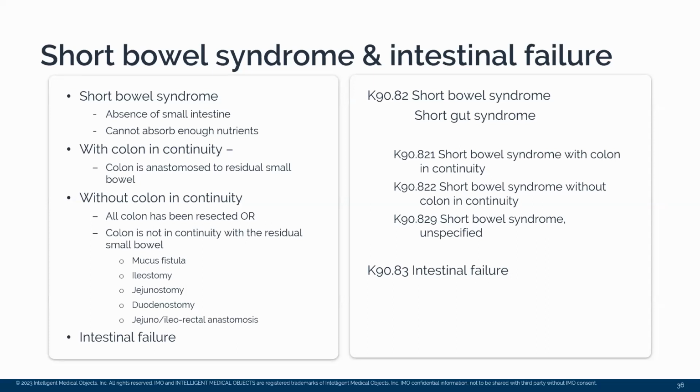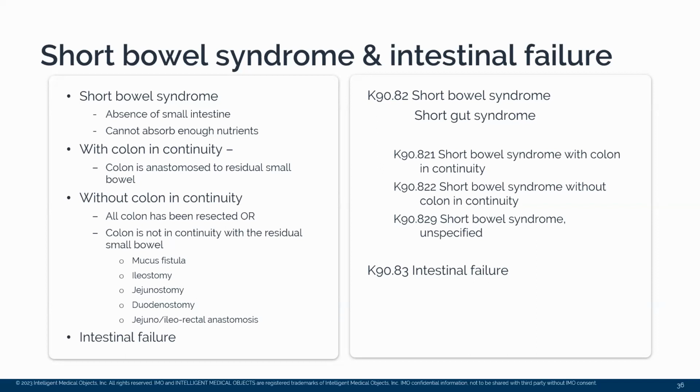In SBS, the colon assumes a greater role than normal with regards to fluid and nutrient absorption. New codes have been created to specifically identify the state of the short bowel in association with the colon. SBS with colon in continuity means that the colon has been anastomosed to the residual small bowel. SBS without colon in continuity either means that all of the colon has been resected or the colon is not in continuity with the residual small bowel.